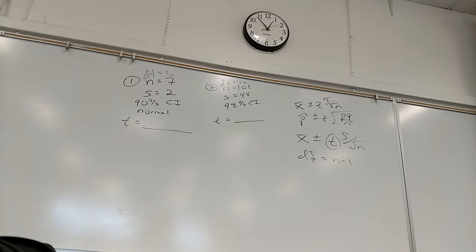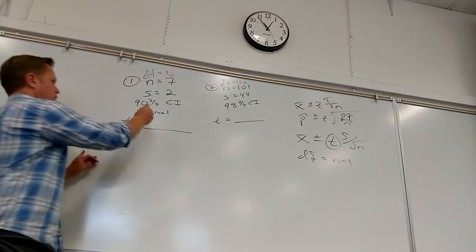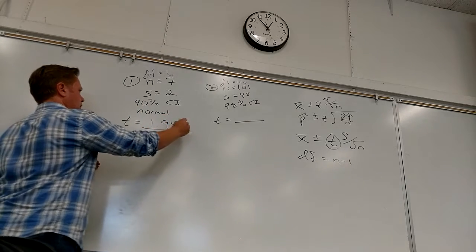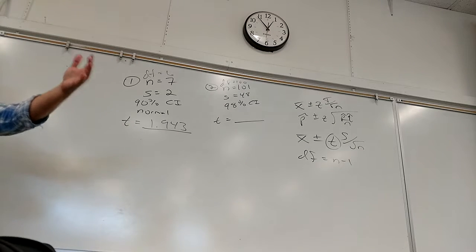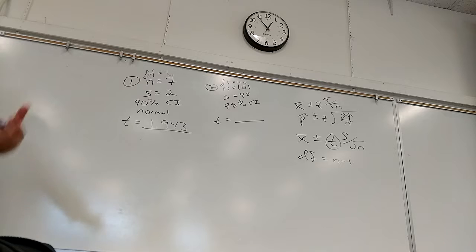Yeah, if it's 90% inside, there must be 10% out in the two tails. So it's got to be this column here for 10%. And you stop at 6, and you get 1.943. I like it. So that would be the number you would plug into the confidence interval. Instead of a Z-score, you would put that T-score.